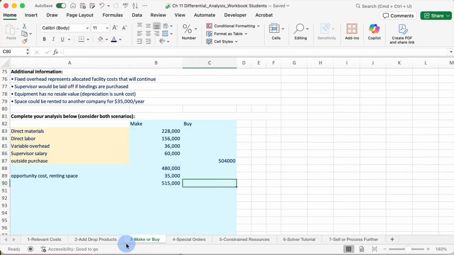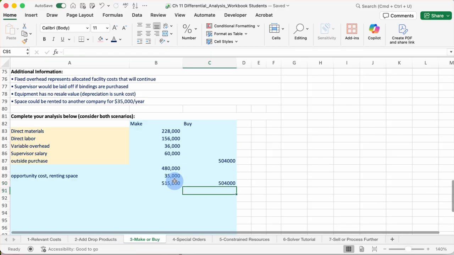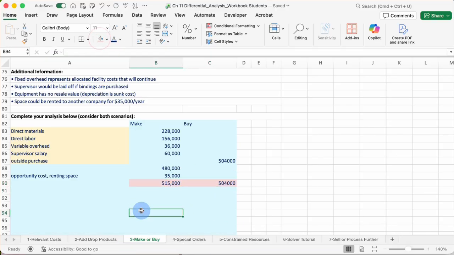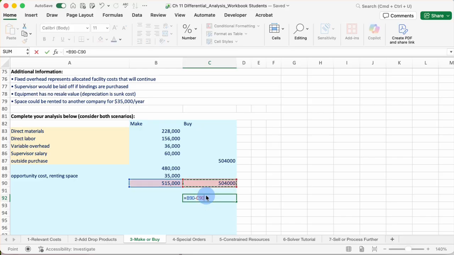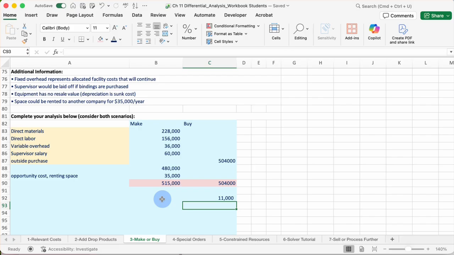And so if we add those together, then we have this comparison that shows us if we could actually rent out the space for $35,000, then the cost of choosing to make them internally is $515,000, whereas the choice of purchasing them externally and renting out the space is only $504,000. So now it makes more sense to actually buy the bindings rather than making them ourselves. And if we subtract the two costs, we can see that it's an $11,000 advantage to us to go ahead and purchase the bindings and then rent out the space for $35,000.